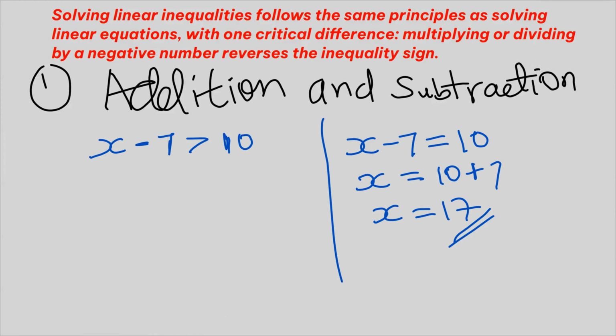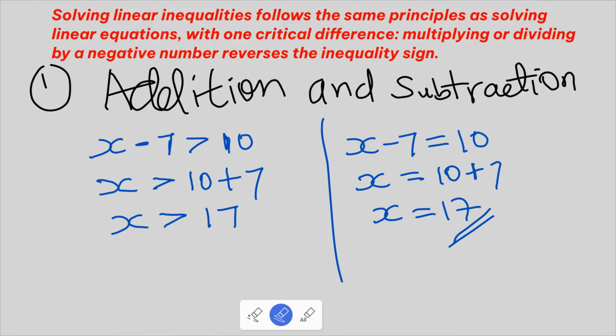For linear inequalities, we'll do the same thing. That's the same principle. We'll have x, and then we'll take this negative 7 to the other side. We'll keep the sign, which is greater than, and we'll have 10 plus 7. So we'll have x is greater than 17. That's a scenario that involves addition. Let's look at another scenario that involves subtraction.